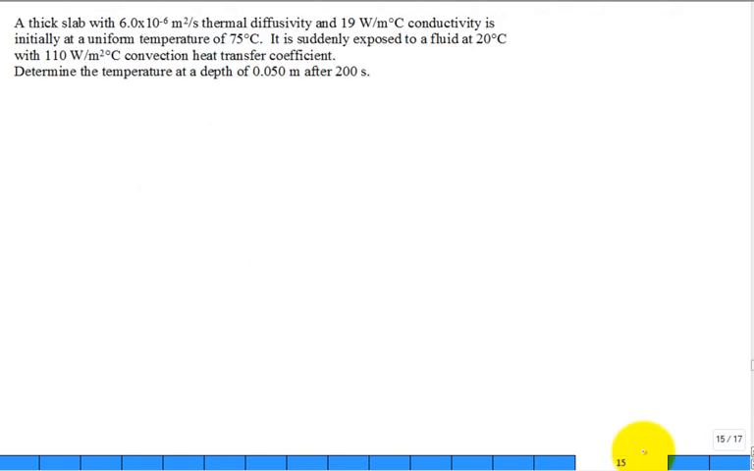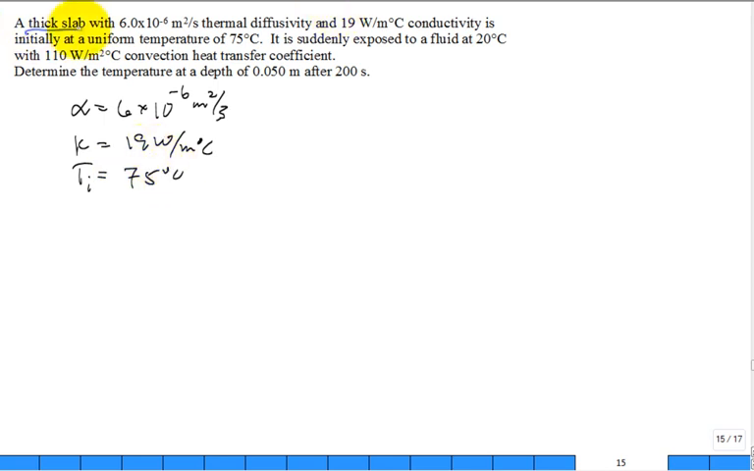All right, let's solve this problem. We have a thick slab, and they give us the thermal diffusivity. Alpha is 6 times 10 to the minus 6 meters squared per second. And you have a thermal conductivity given of 19 watts per meter degree C. And initial uniform temperature of 75 degrees C.